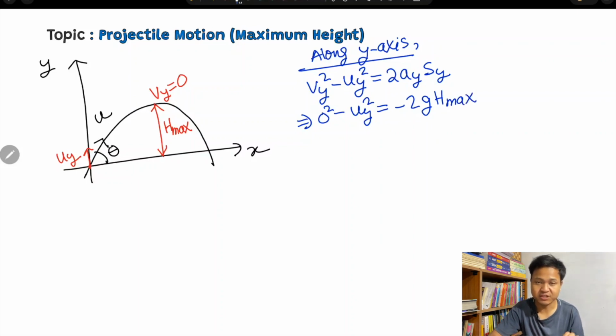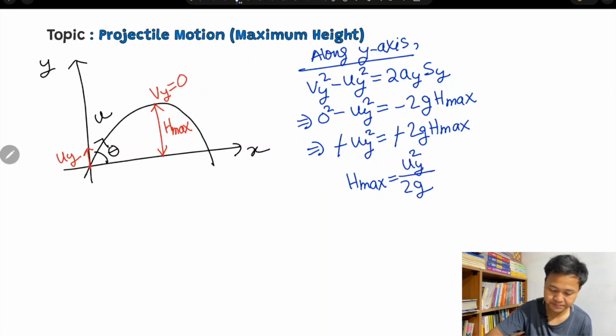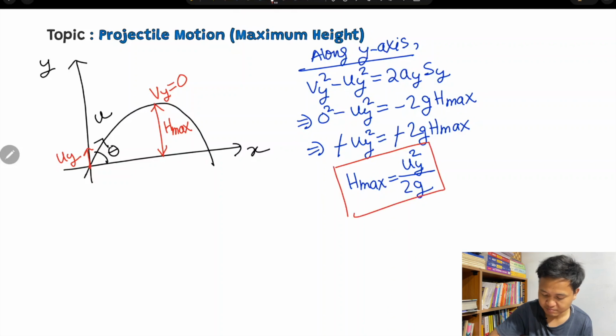Here sy is h max, the maximum height, and the acceleration is minus g. So how much do you get here? Minus uy square equals minus 2g into h max. The minus signs get cancelled out. Finally, what is your h max? The maximum height is equal to uy square by 2g. In motion under gravity in a straight line, the maximum height formula is also u square by 2g. So here also in projectile, the maximum height formula is uy square by 2g.